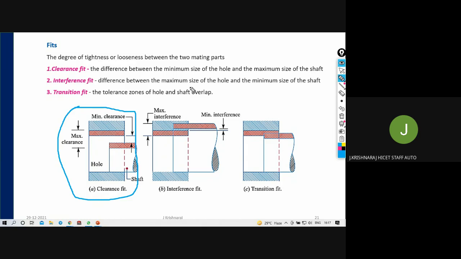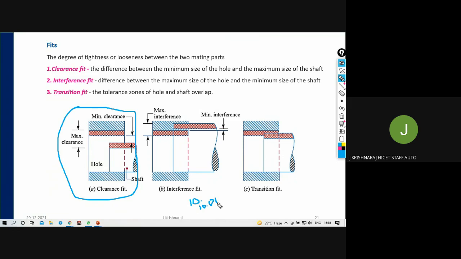For example, the hole diameter is 10 mm and the shaft diameter is like 10.001 or 10.01, that much only, not much variation. So if the hole diameter is 10 mm and the shaft diameter is 10.01 or 10.1 mm, it is a considerable amount. Even though it is a small amount, if the shaft diameter is more than the hole diameter, it cannot be inserted inside it. Then what is the possibility of mating these two components? It is a press fit.